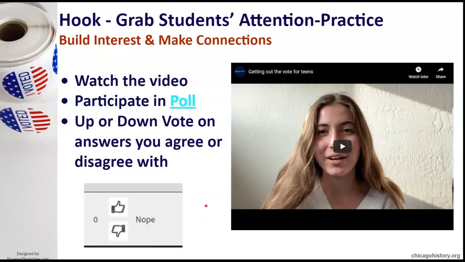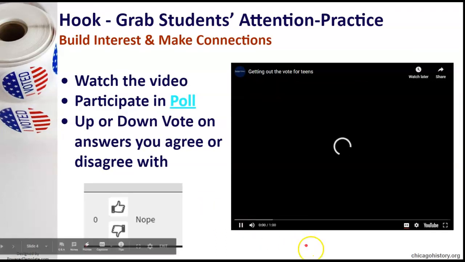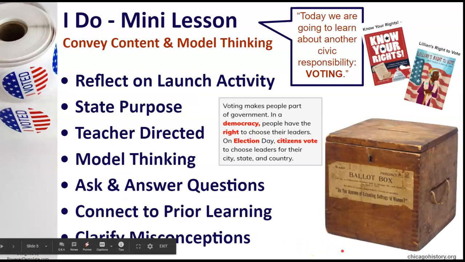Welcome back and thank you for participating in our Poll Anywhere. Let's look at the next part of our gradual release model, the mini lesson. Today we are going to learn about another civic responsibility, voting. As you can see, today is election day, and we wanted to frame our thinking around something relevant. When you think about the mini lesson, you're thinking about how we convey the content and model the thinking for students.